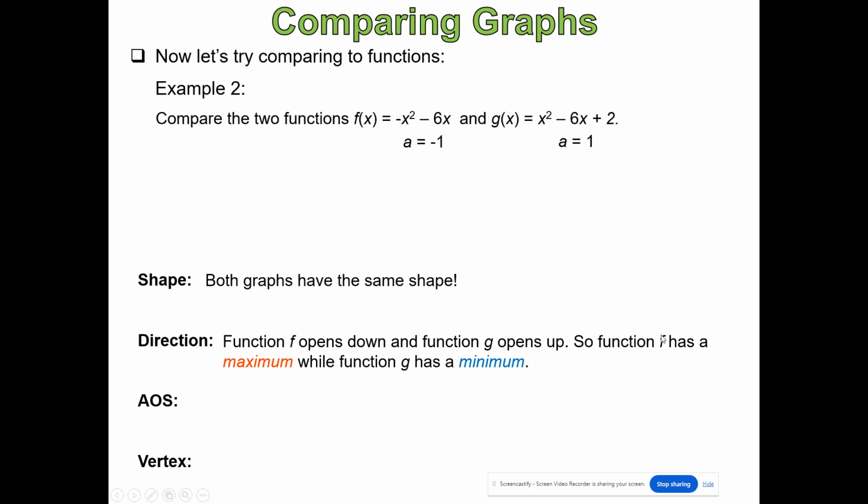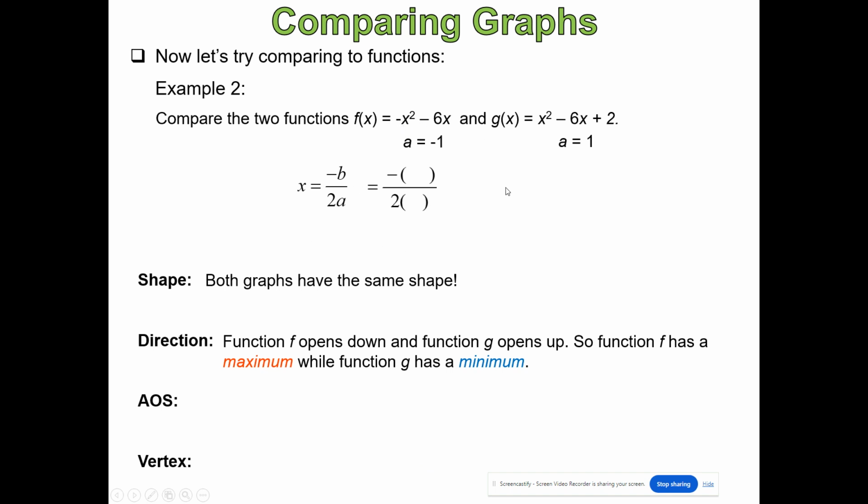Okay, so that means if this one opens down, it actually will have a maximum, and while this one opens up, this one actually has a minimum. Because of the way it looks, it's going to look like this. So there's a bottom, and that's going to look like this. So there's a top, maximum, minimum. Okay, AOS. Huh? It looks like they should be different because my a values are different.